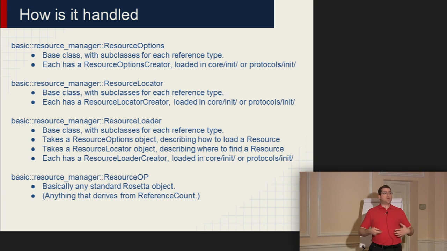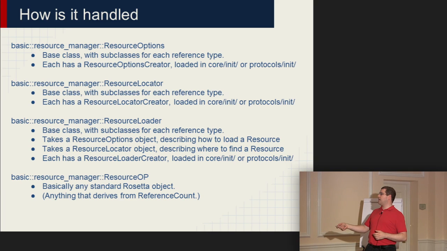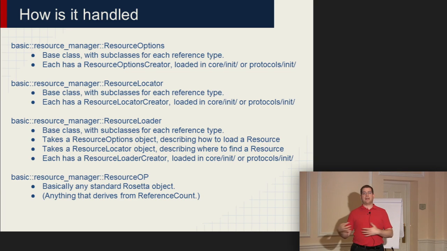All right. And so to handle arbitrary resources, here are the classes involved. You have a resource options class, which you can subclass for each of the different resource types that you want to manage. Again, with resource options creators, because we're doing an abstract factory with parsing XML. These encompass the options that you're using to load the resource. There are resource locators, which encompass where you should find a particular resource, again subclassed for each resource type, again with an abstract factory. Then you have a resource loader, which takes both the resource options and the resource locator objects to figure out how to load a resource, and to load that resource.